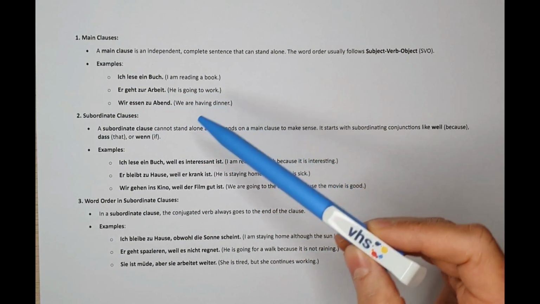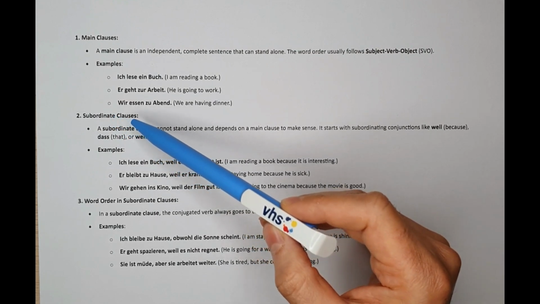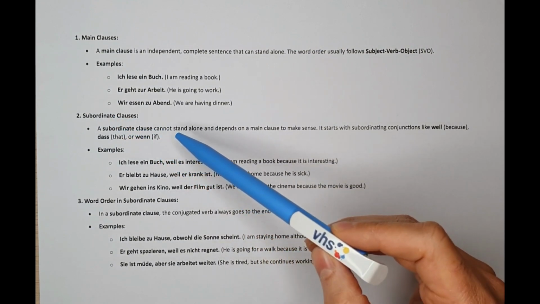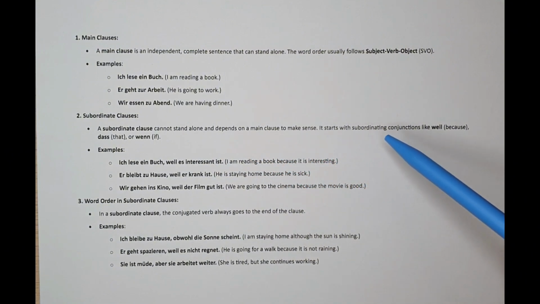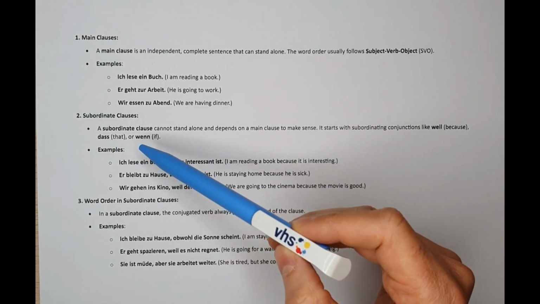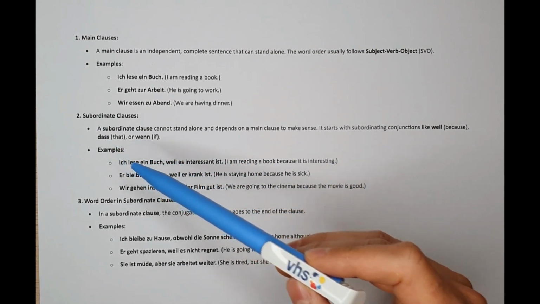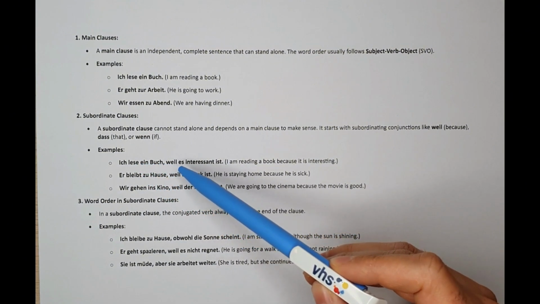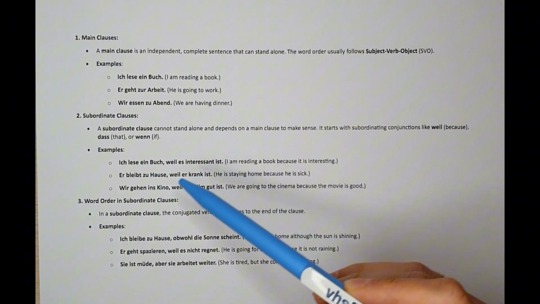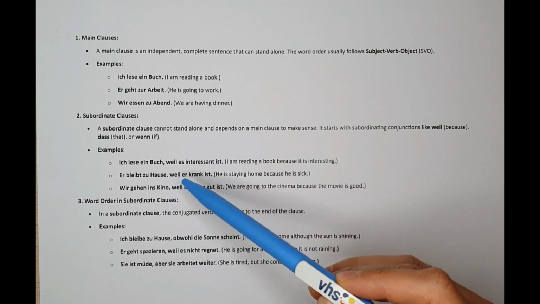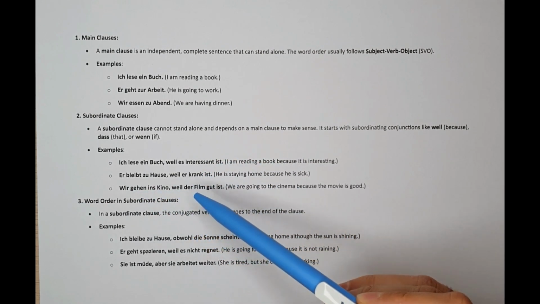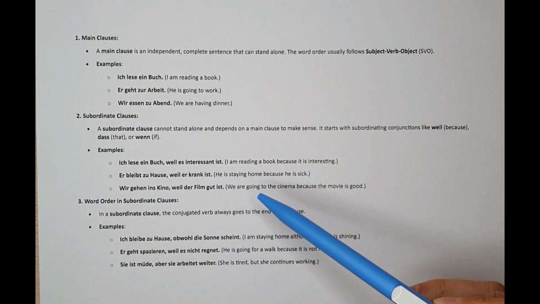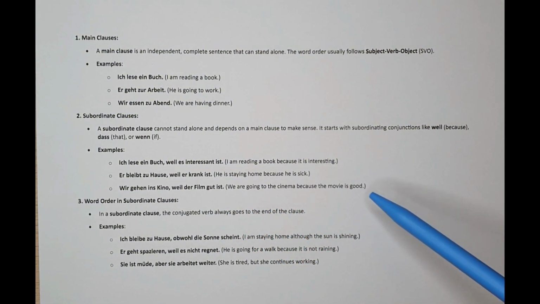Wir essen zu Abend. We are having dinner. Subordinate clauses are Nebensatz. A subordinate clause cannot stand alone and depends on a main clause to make sense. It starts with subordinating conjunctions like weil, obwohl, or wenn. Examples are Ich lese ein Buch, weil es interessant ist. Er bleibt zu Hause, weil er krank ist. Other examples will come. Wir gehen ins Kino, weil der Film gut ist. We are going to the cinema because the movie is good.